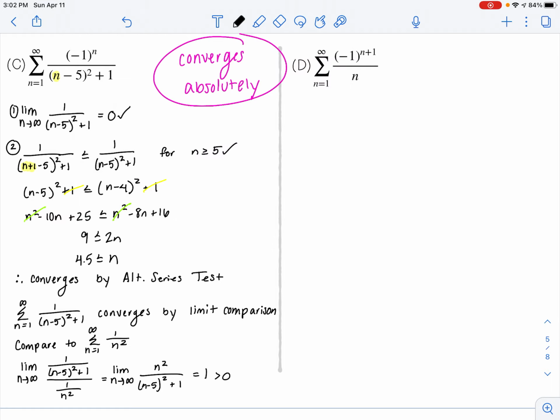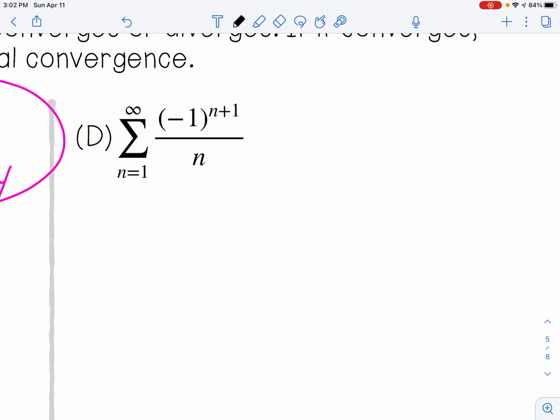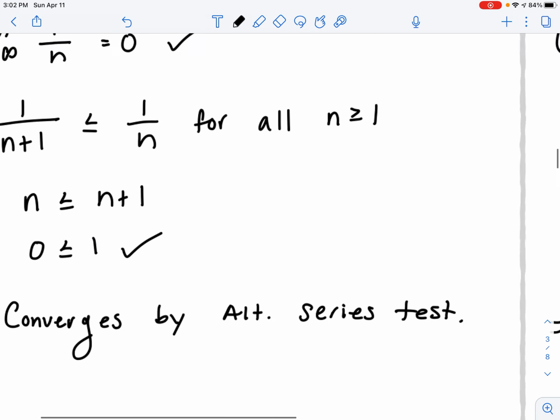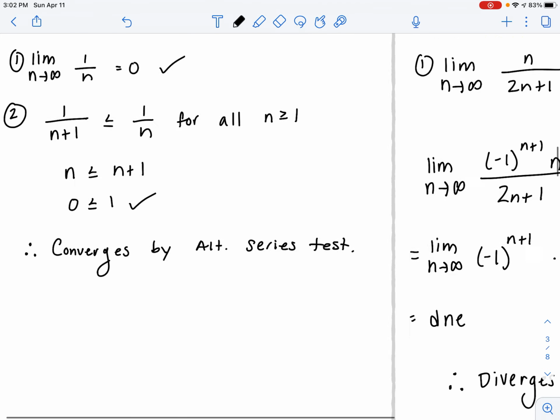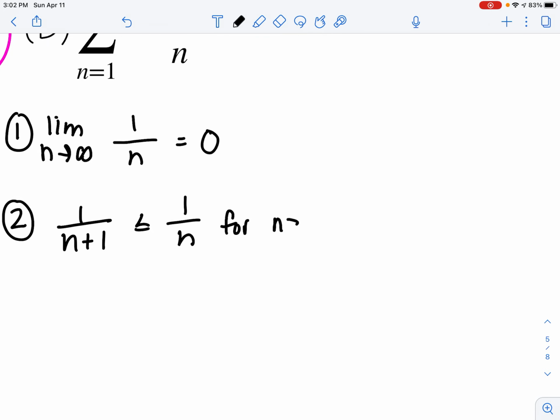So now if we look at our other series here, we have the series from 1 to infinity of negative 1 to the n plus 1 over n. If I quickly test it with the alternating series test, I take out the alternator, and the limit of that is just 0. And now I want to show is 1 over n plus 1 less than or equal to 1 over n. Well, we already did this. If we scroll back up, we already proved that that's a true statement for all n greater than or equal to 1, so I'm just not going to do the work again. So we can say this converges by the alternating series test.